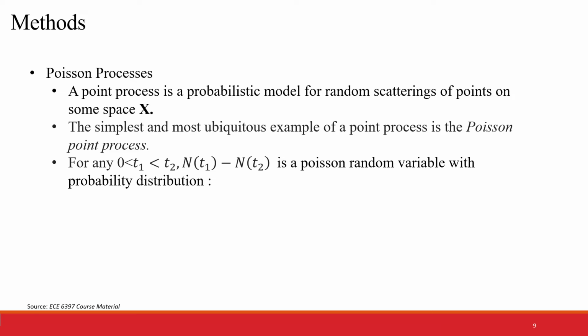A Poisson process is a probabilistic model for random scatterings of points on some space X. And the simplest and most ubiquitous example of this point process is the Poisson point process. So we can model the number of spikes that have occurred in specific time intervals of t2 to t1 in this format, where lambda is a model parameter.